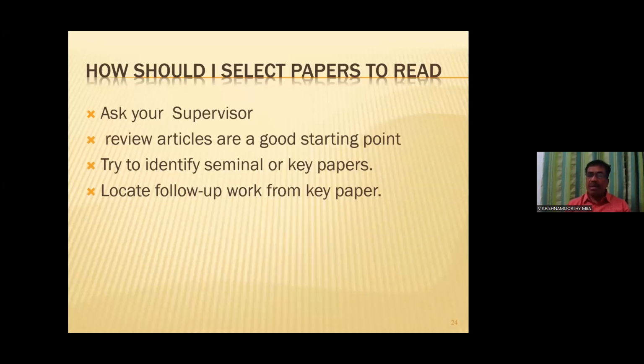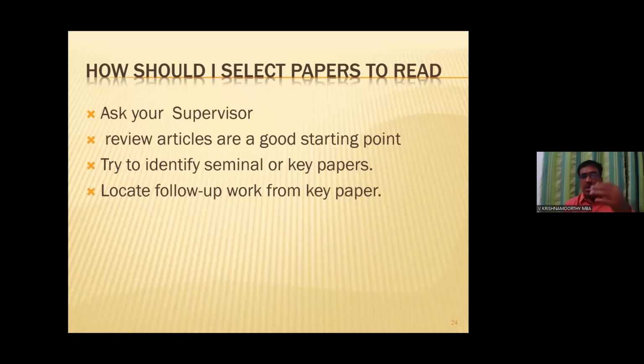What are the major objectives of a review paper? The main objective of a review paper is to find the research gap. They will not do any other analysis. In the research methodology part, they will simply include how many research papers they have included and how many years they have collected. This kind of information will be there. So a review article is a good starting point.